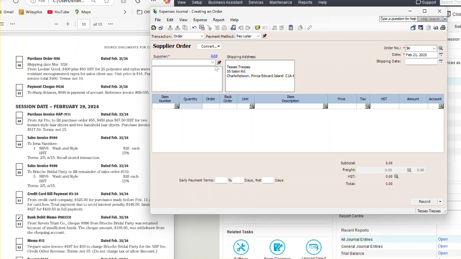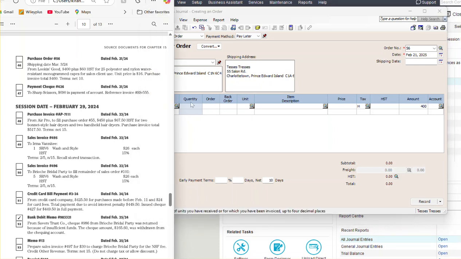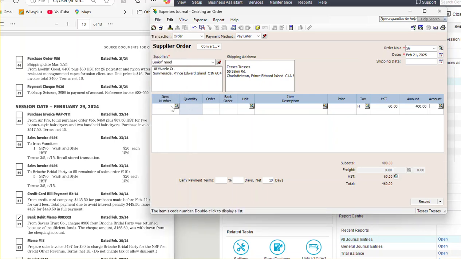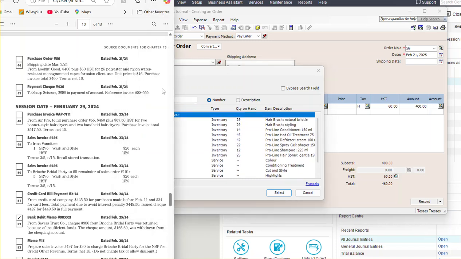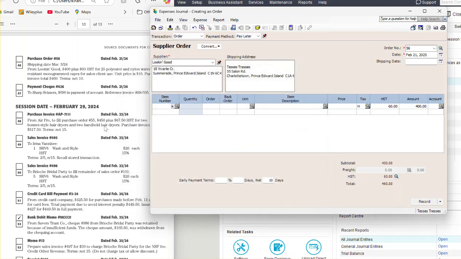Date is 21st. Looking good, and that is 400. The amount is 400 plus for 25 polyester and nylon resistant. So what we did is we have to charge it to polyester and nylon. Seems like they're going to be using this for their, I will put it in this case there.